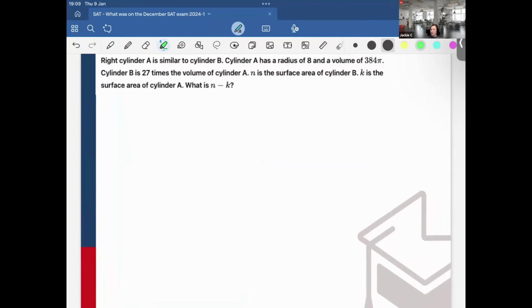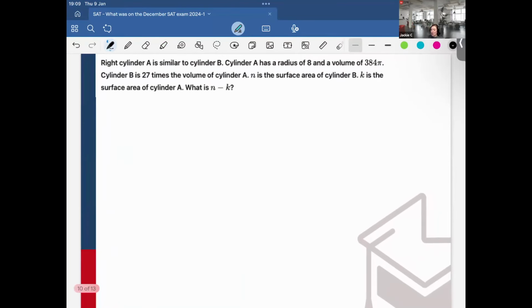Okay, so right cylinder A is similar to cylinder B. Cylinder A has a radius of 8. So the radius of A is equal to 8, and the volume of A is equal to 384 pi.